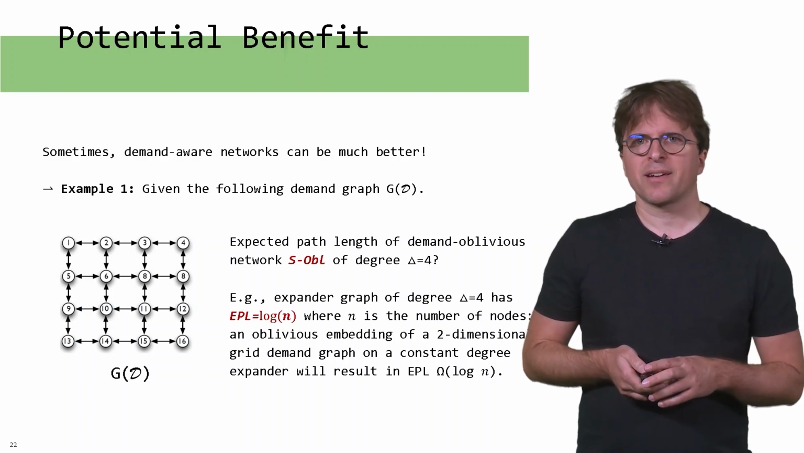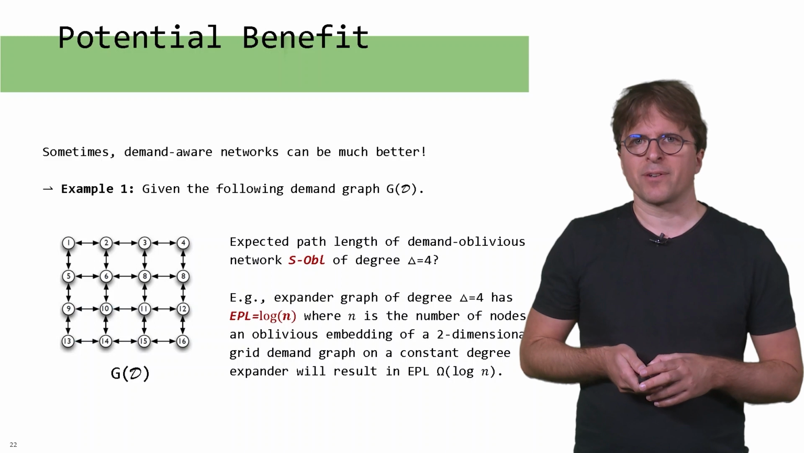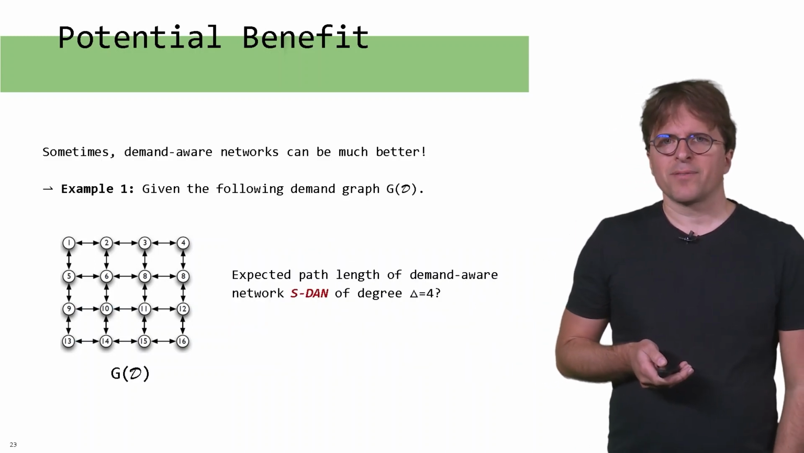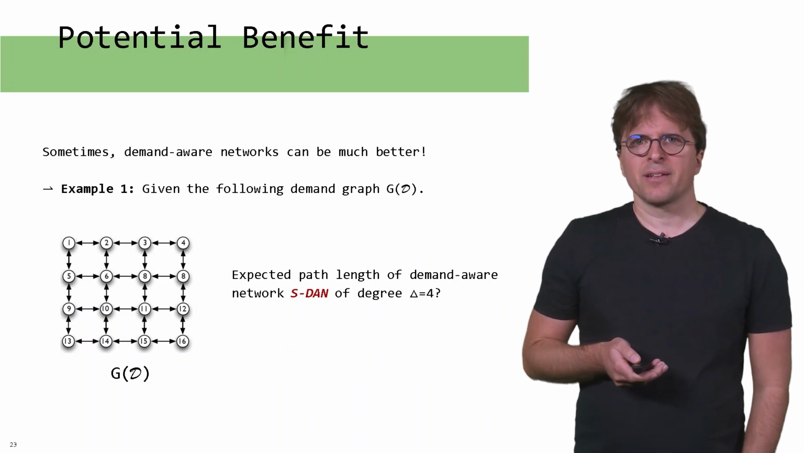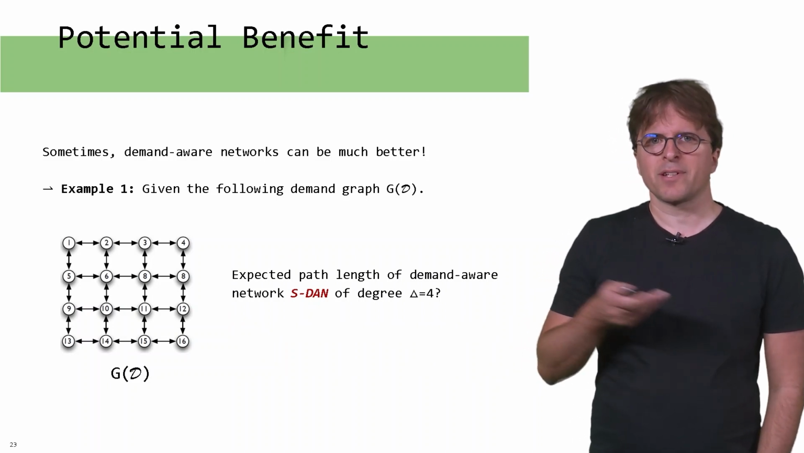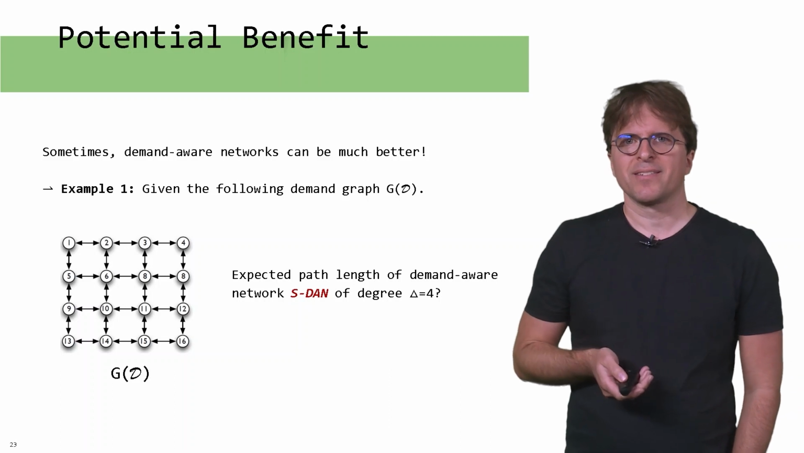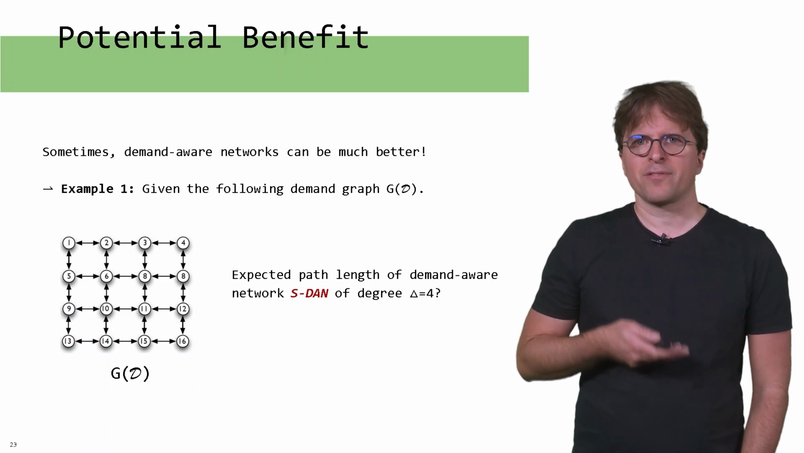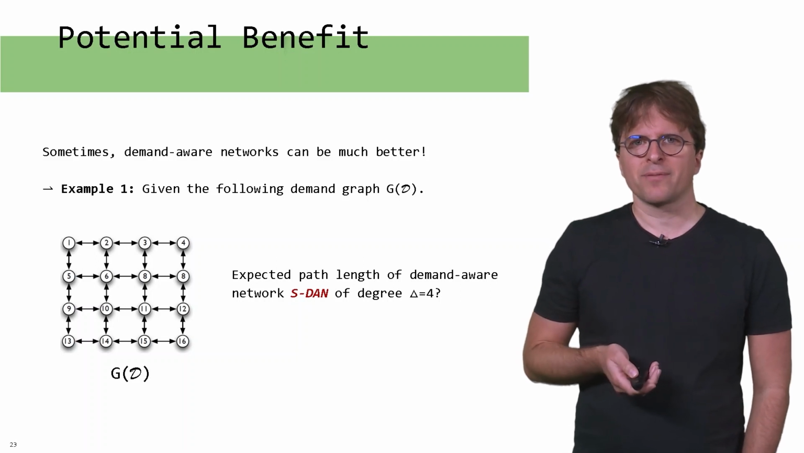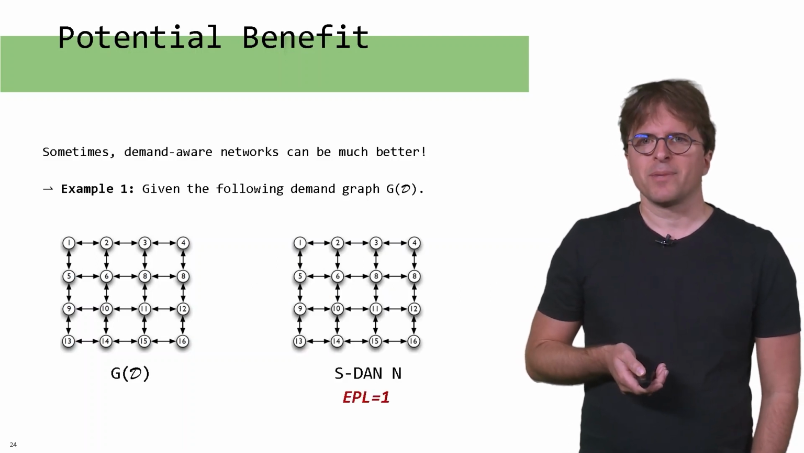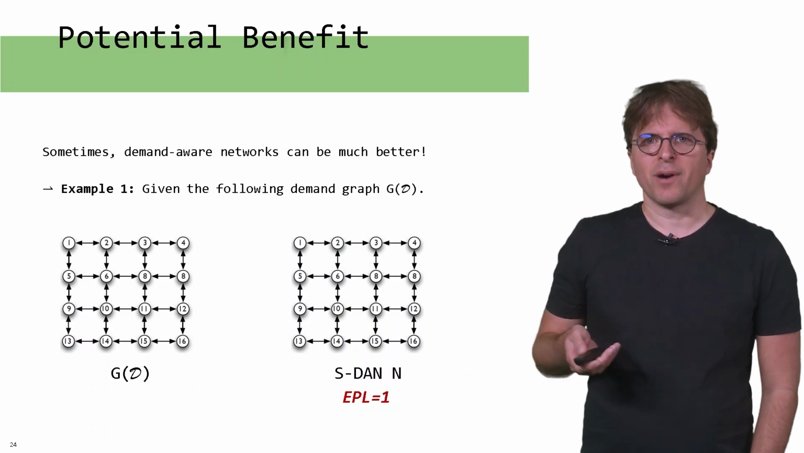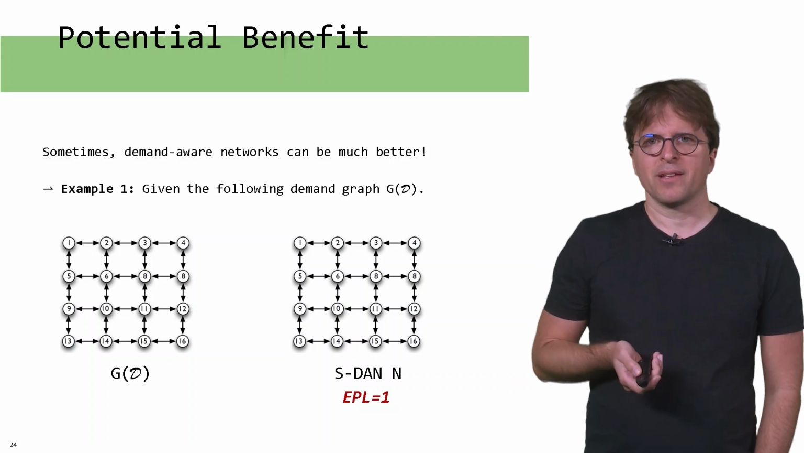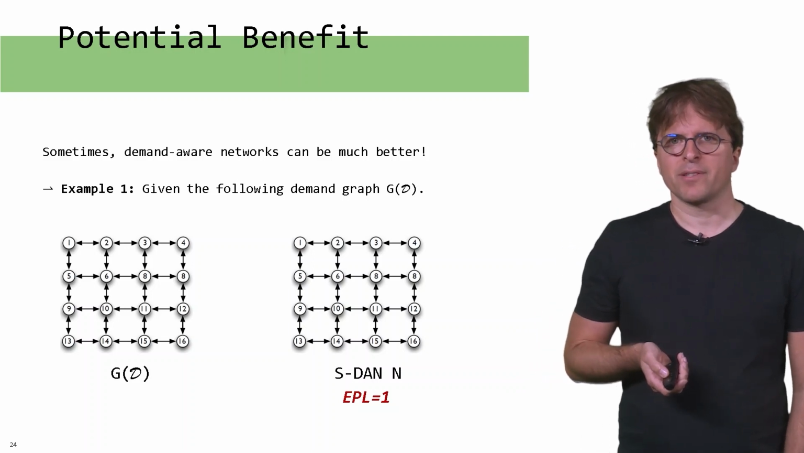So what can we do, however, if we have a demand-aware network of degree delta equals 4? Of course, in this case it will be very easy to optimize, because the demand graph is already a graph of degree 4. So we could simply have the demand graph be the demand-aware network. So what will be the expected path length? In this case, it will be 1, right? Because each pair that communicates will be directly neighboring in this demand-aware graph.